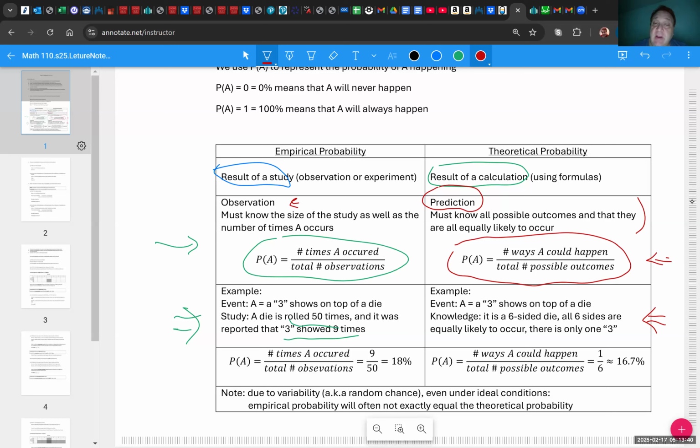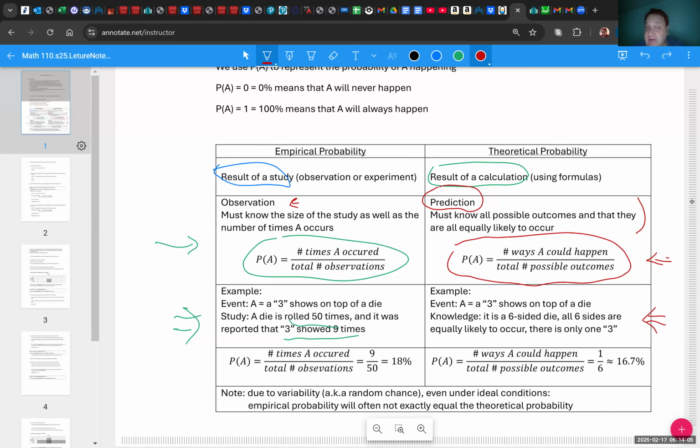And then we have our number of ways it can happen. Well, only one of the sides has a 3 on it. So there's a 1 up there. And the total possible outcomes, well, there's 6 sides. So it's 1 out of 6. One possible side with a 3 out of 6 possible sides, or 6 possible outcomes. So our theoretical probability is 1 out of 6. And if you convert that to a percentage, it's about 16.7%.